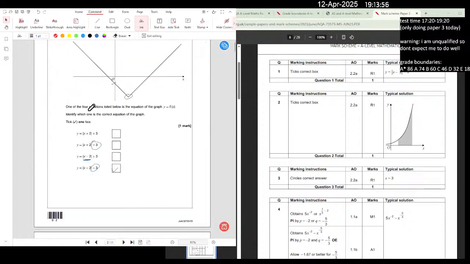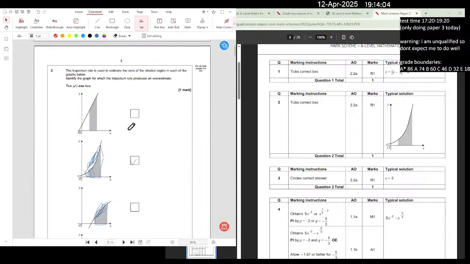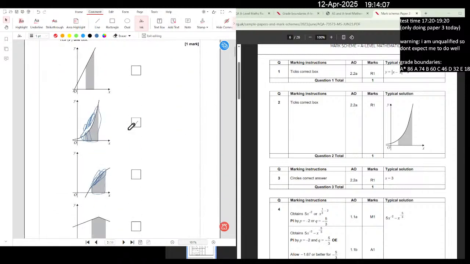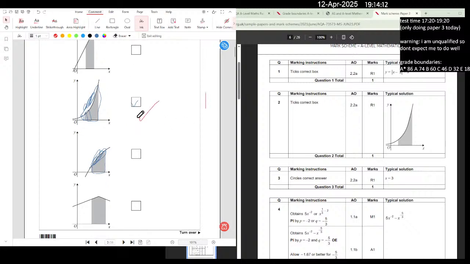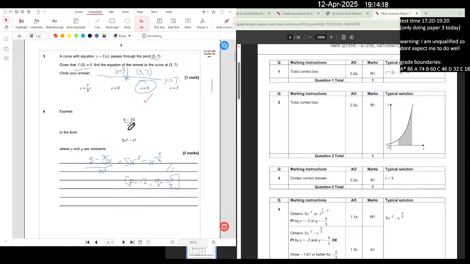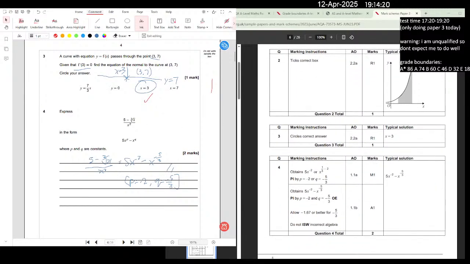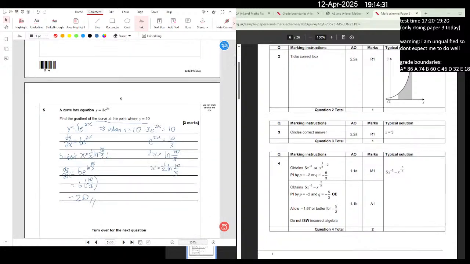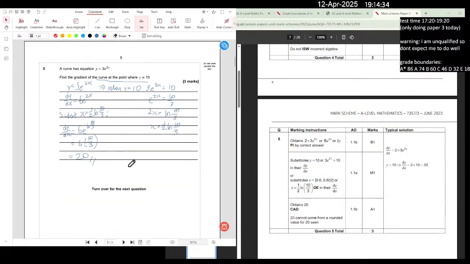Alright, is the correct box ticked? There's one that's both negative signs. Yes, 1. Did I click the correct second box? Also yes, 1. Then x equals 3, 1. Okay, 5x to the power minus 2 and then minus x to the power negative 5 over 3. Yep, 2. Is it 20? Yup, 20. Three.